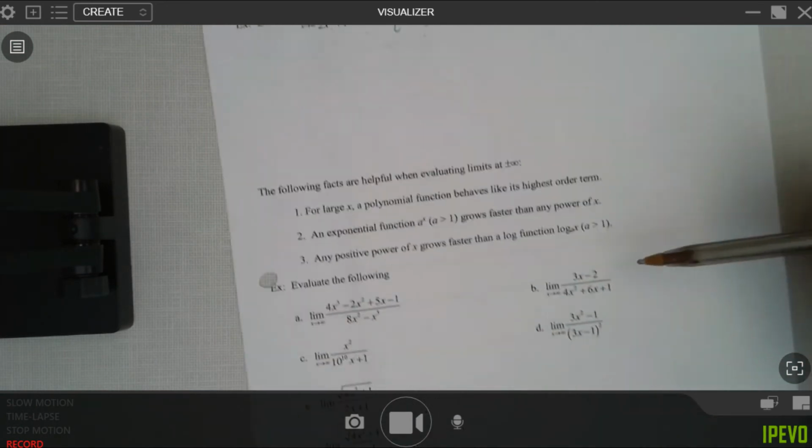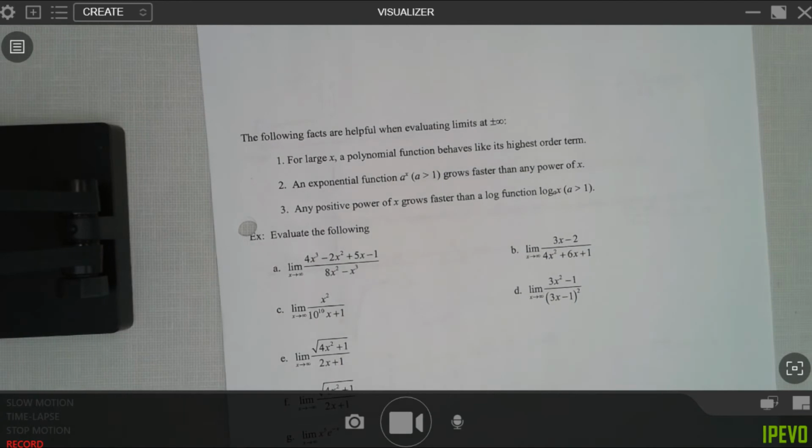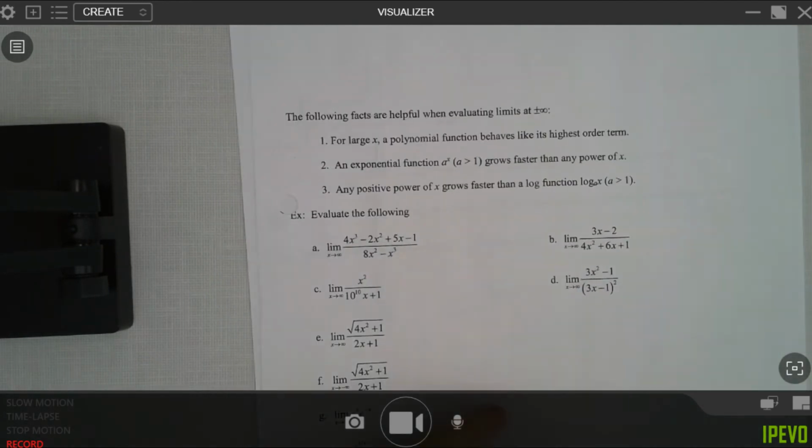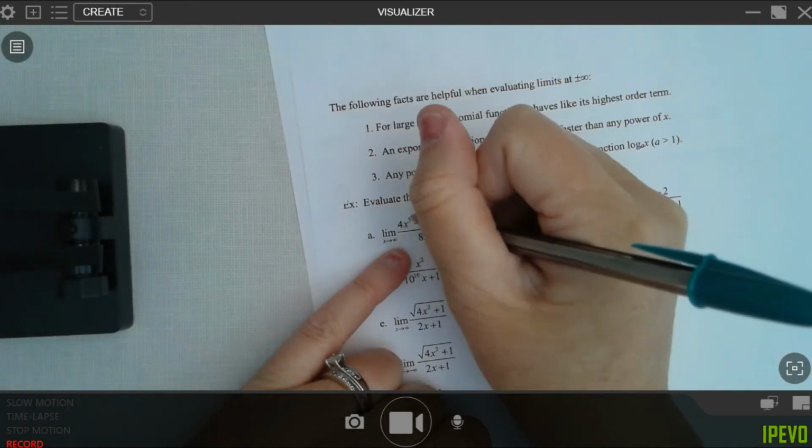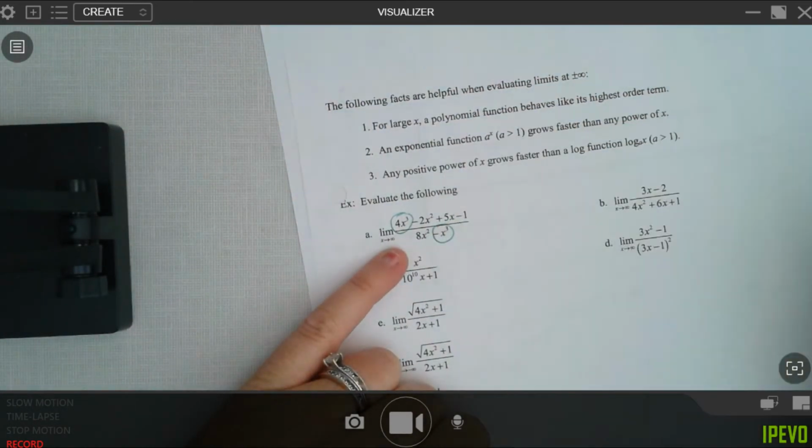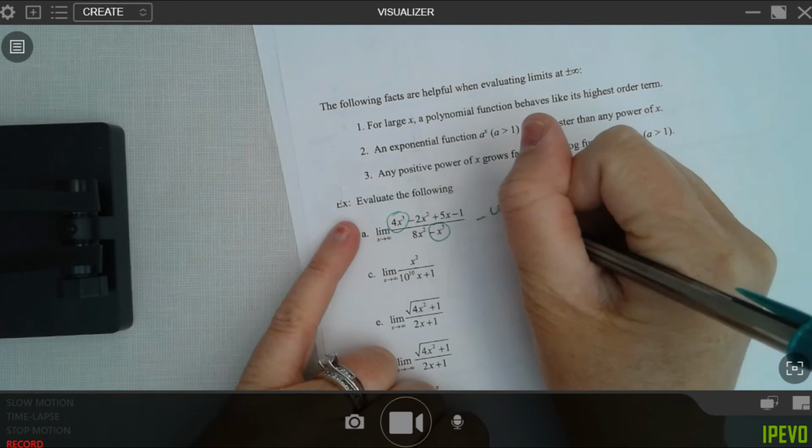And so this is like the horizontal asymptotes that you guys had learned before. And these are some rules right here that you can follow. I'm almost done. So if you plug it in here, you look at the polynomial. So it's 4x cubed and negative x cubed. So you would divide those and we'd get a negative 4.